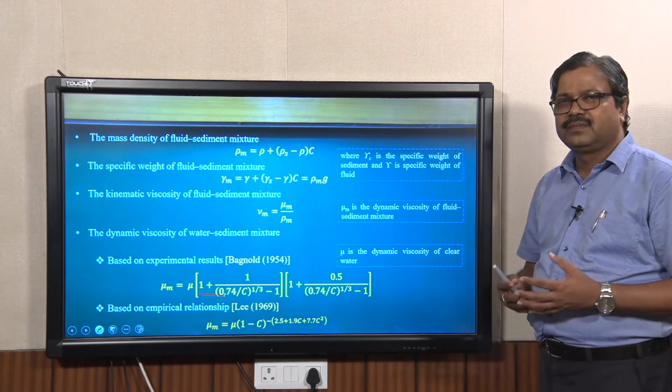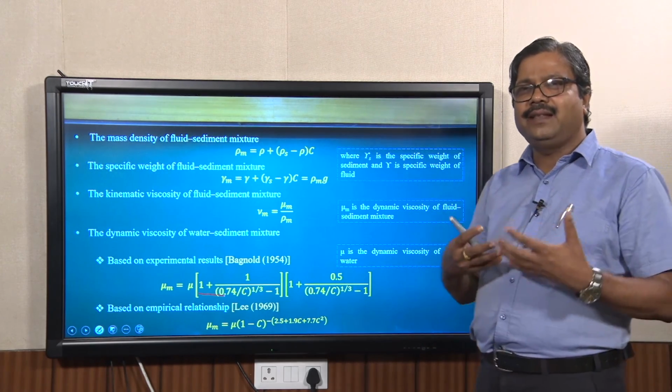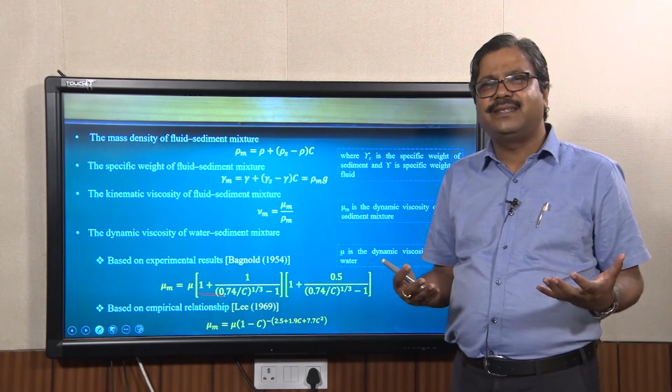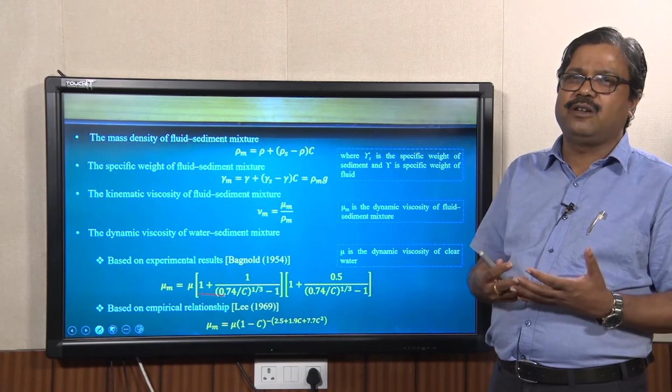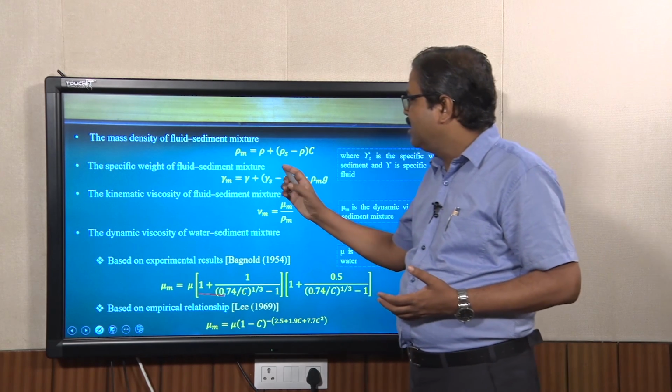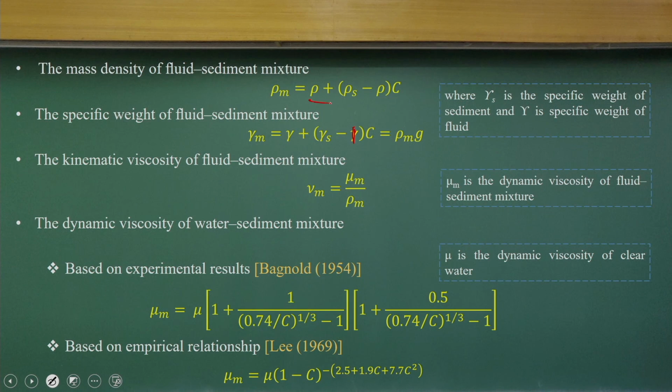As I said, when you talk about the fluid and sediment mixtures, what will be the density? We can find the mass per unit volume for that mixture: it will be the sum of the liquid part and the sediment part. The mass is the sum of the mass of the water part and the sediment particles part. That's what you can see. In the same way we can get the specific weight of the fluid and sediment mixture. Again, it is a fluid-sediment mixture, so try to understand that.